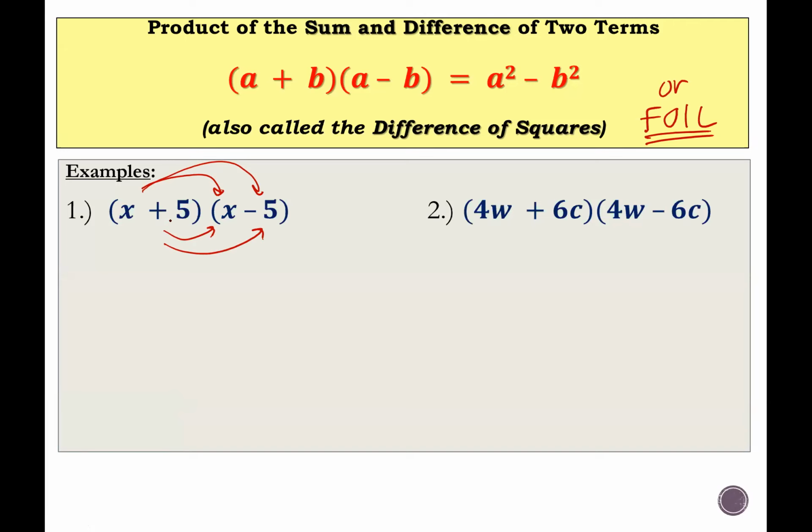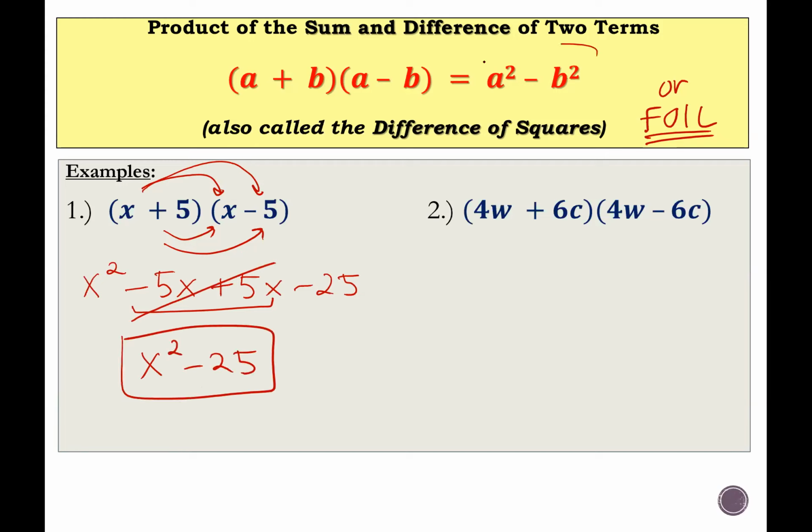So let's FOIL for number 1 and also notice a pattern. Okay, so x plus 5, x minus 5. All right, so x times x, x squared. Outside terms, that's minus 5x. Inside terms would be plus 5x. My last 2 terms, 5 times negative 5, negative 25. We've done a lot of FOIL so far, so I'm going a little faster. Now my middle terms can be combined, except look at that, they cancel. X squared minus 25.